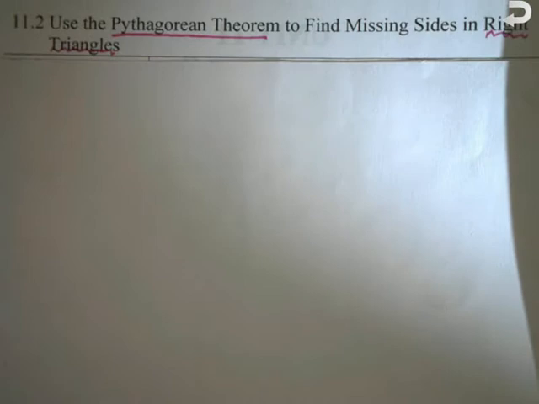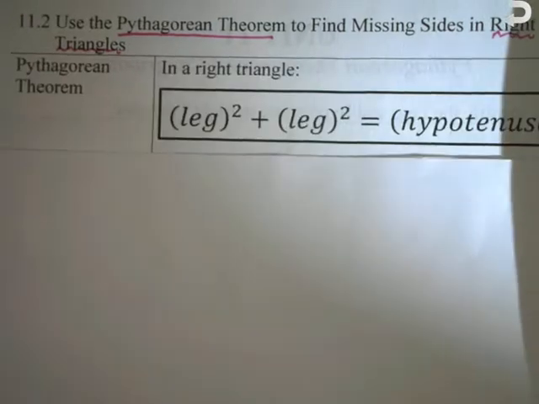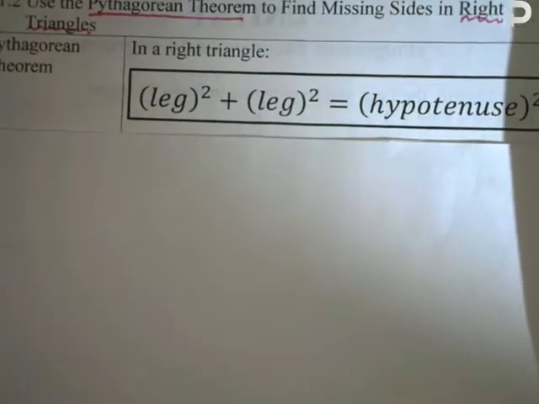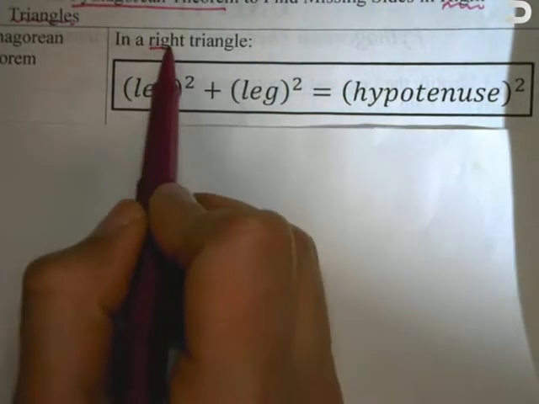So they are going to give us problems with only two of the sides, and we have to use the Pythagorean theorem to find the third side. So I wrote it out really big for you and then put it in a box. The Pythagorean theorem for a right triangle only.